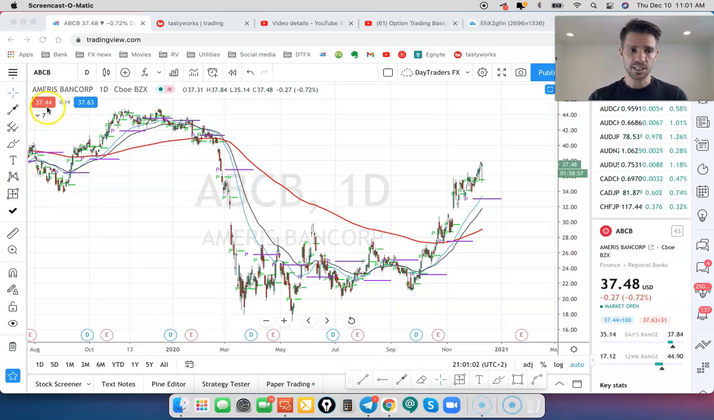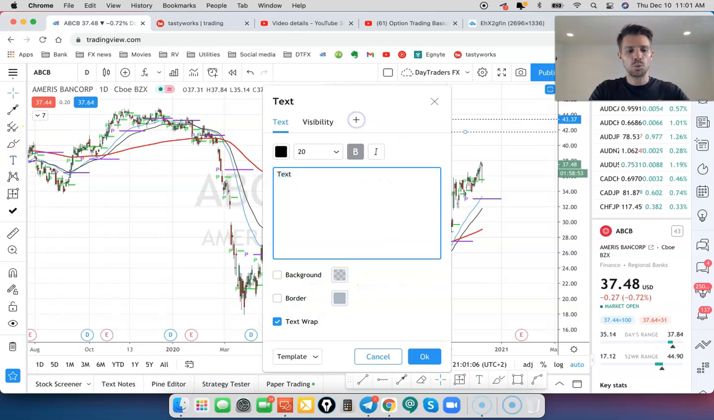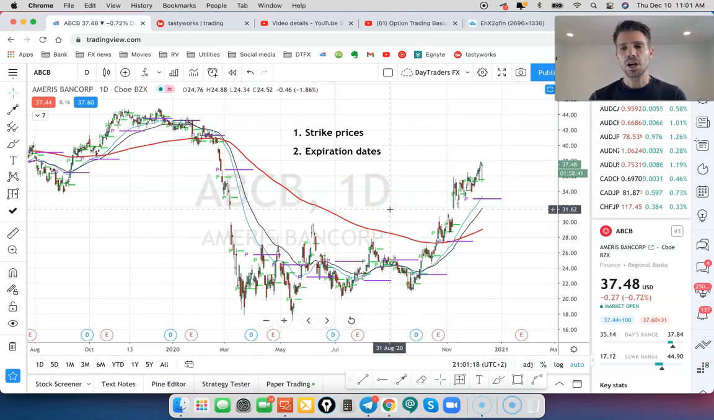A few things that I like to look at very specifically are number one, strike prices, and we'll talk a little bit about that. Number two, expiration dates. These two can be very, very telling about which options we should be trading and which options we should probably be avoiding.